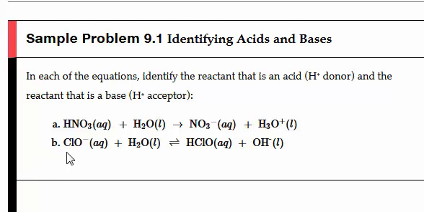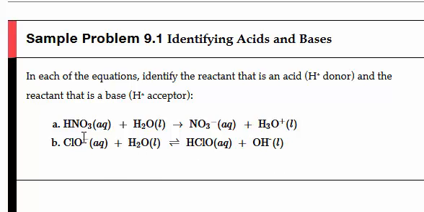Let's look at B. I see hypochlorite, the anion, reacting with water. Hypochlorite cannot be a proton donor because there's no hydrogen here. The proton donor has to be water. And if I look from left to right, I see that water loses a hydrogen and its charge becomes more negative. So water on the left and then hydroxide on the right.